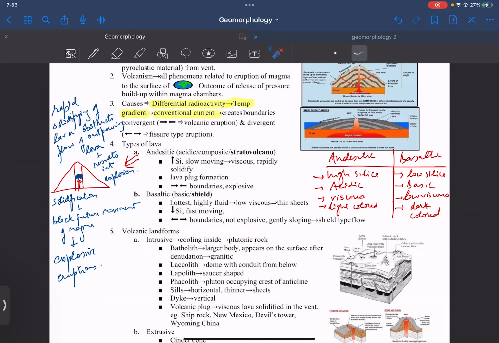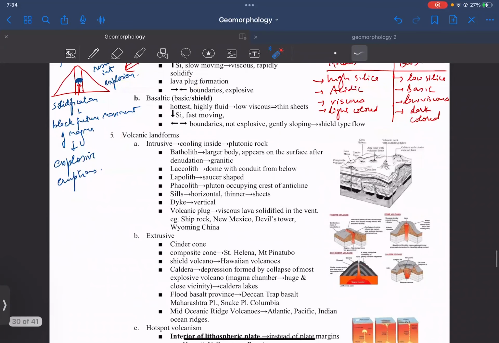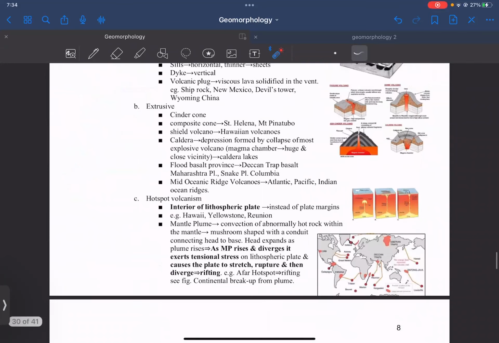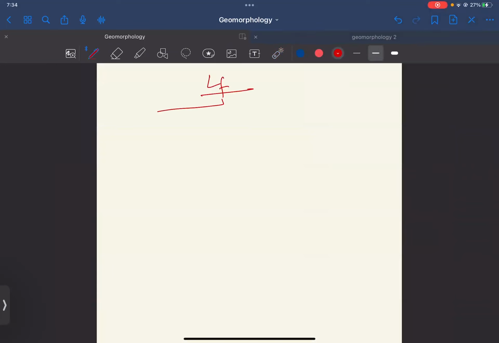All right. So types of lava: andesitic, basaltic. Andesitic are acidic, basaltic are basic. Andesitic have high silica, basaltic has low silica. Andesitic are viscous, light colored. Basaltic are low viscous, dark colored. Just this much you should know. Okay. Then volcanic landforms. Now two types of landforms are formed: inclusive, exclusive. Inclusive is also known as plutonic landforms.